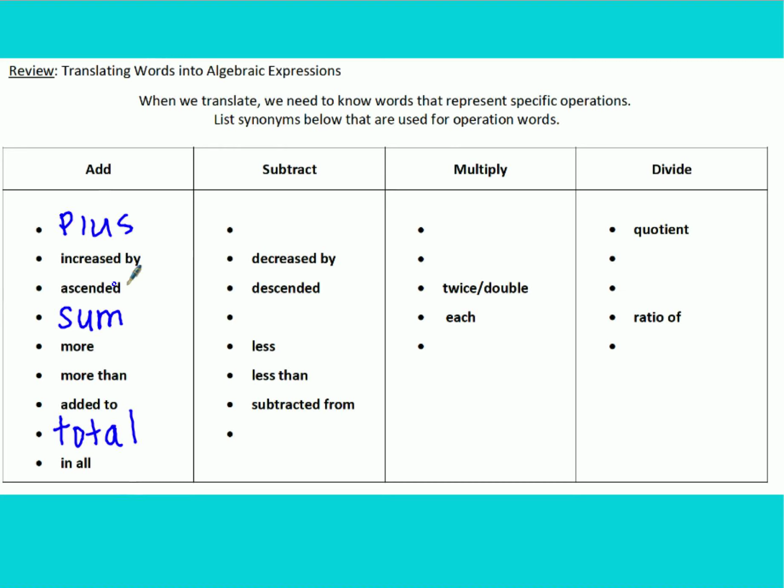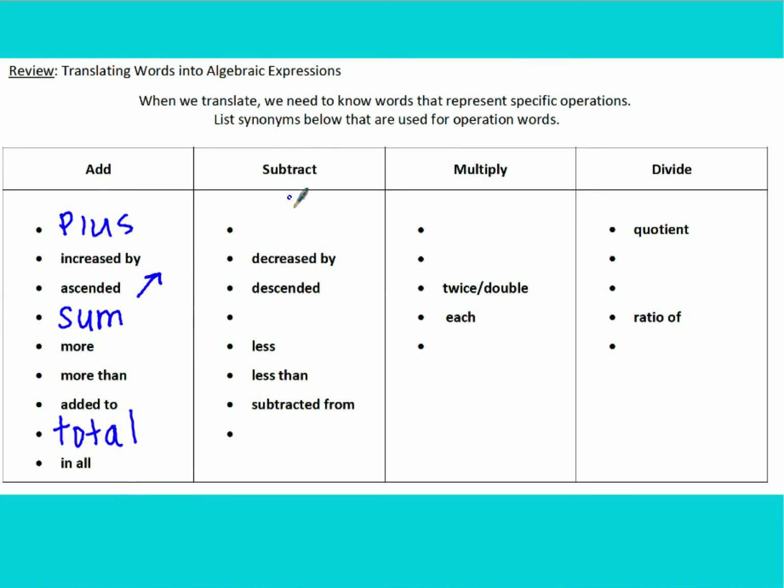The rest of these words are other things you'll be hearing. Ascended means to go up. Sometimes when we're talking about a hiker ascending a mountain, they're going up the mountain. So you could maybe draw an arrow going up. And then the rest are ones that you've probably already seen before.